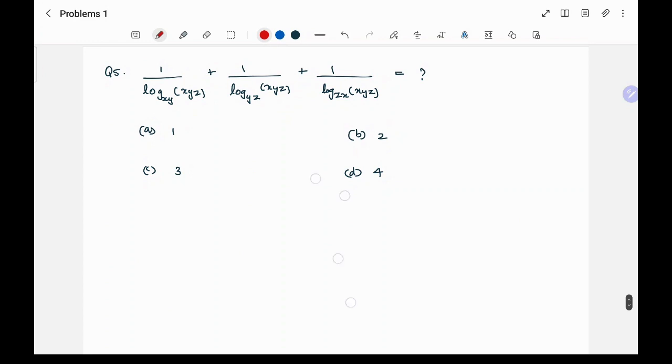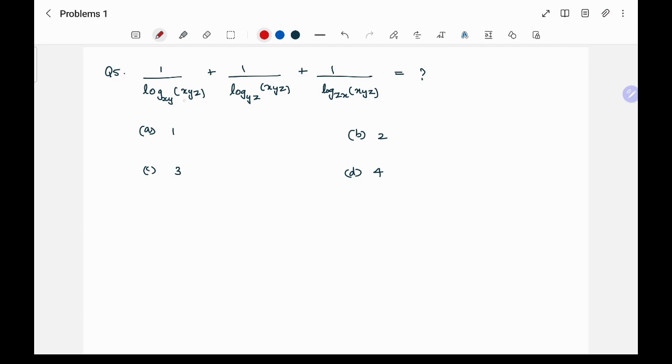So 1 by log xyz to base xy plus 1 by log xyz to base yz plus 1 by log xyz to base zx equal to what? So first, if you observe, all are different bases, right? Here it is xy, yz and zx. If you are able to bring all of these three to the same base, then we can solve it very easily. So how do we do that?